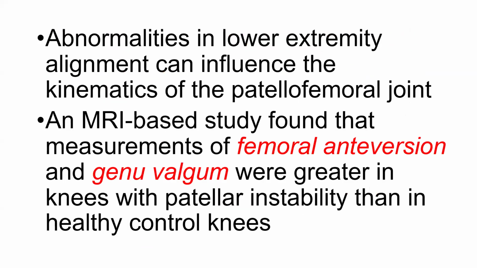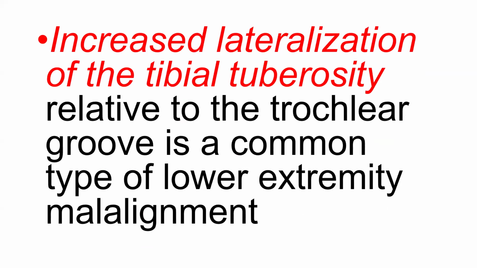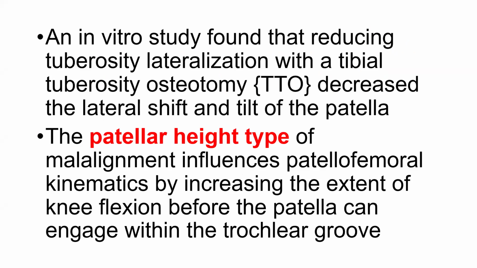And you should realize something, that femoral anteversion and genu valgum were greater in knees with patellar instability than in healthy control subjects. So you have to keep this in mind. And in addition, you should look at the tibial tuberosity, see whether it's too lateralized. If it's too lateralized, this is one of the predisposing factors. So aplasia, femoral anteversion and rotation, and lateralization of the tibial tuberosity, all are important factors.